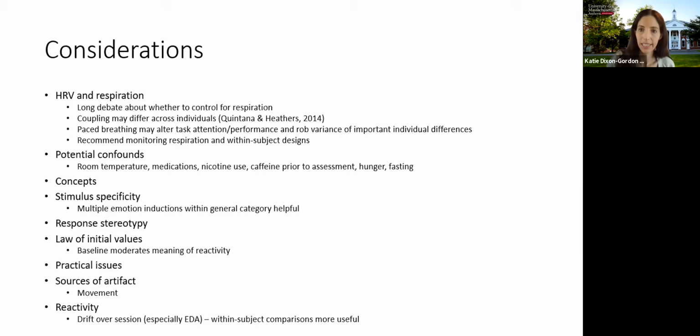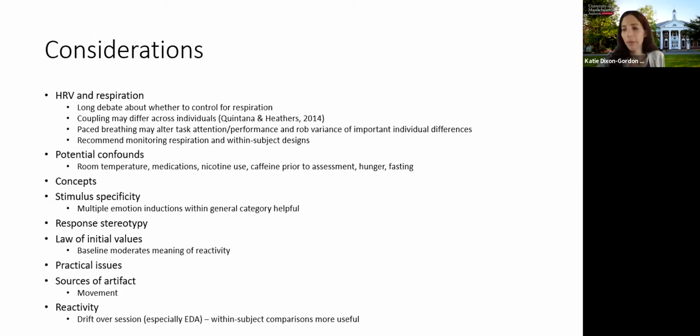Other things that might be important to consider. So there can be some people who have the tendency to respond within a single system across sessions, regardless of what the specific contexts are. So this would be response stereotypy. That would argue for having multiple assessments within a person and looking at within person shifts.